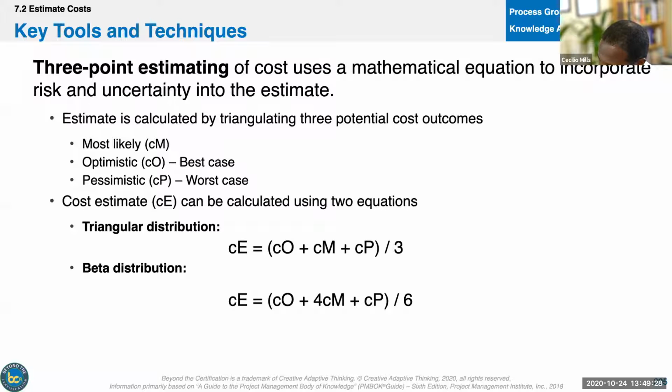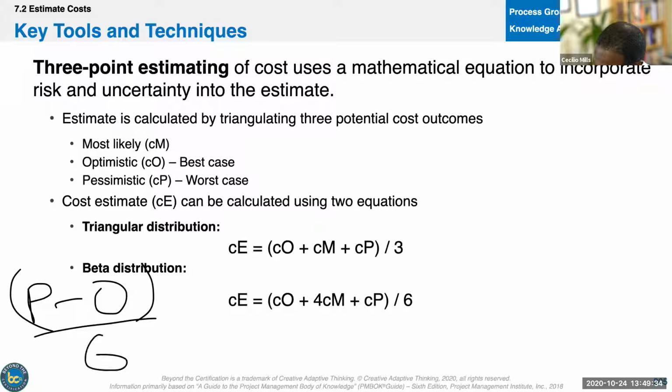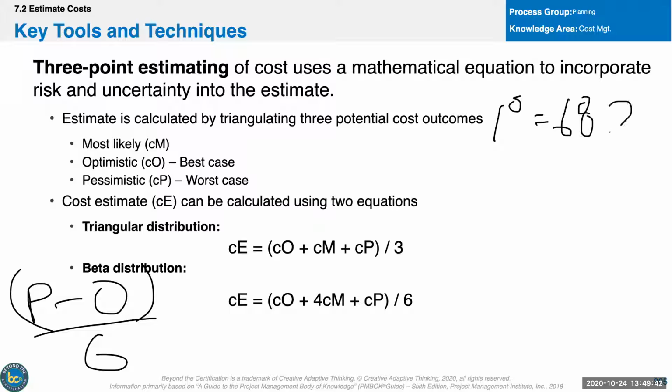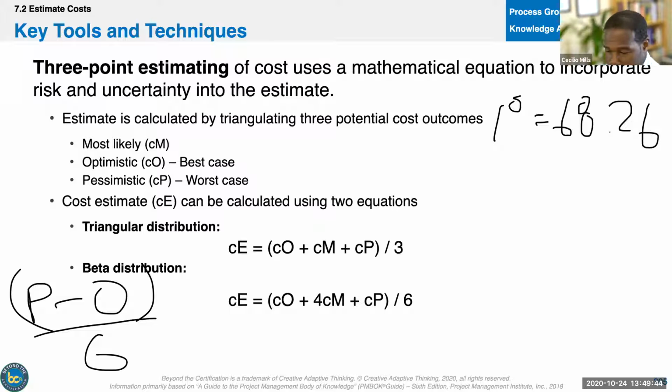Okay, now that we have that, we know (P minus O) divided by 6. What happens is 1 standard deviation is equal to, and you want to make a note of this or write this down, a 68.26 level of confidence. Okay. 2 standard deviations equals a 95.46 level of confidence. Okay.